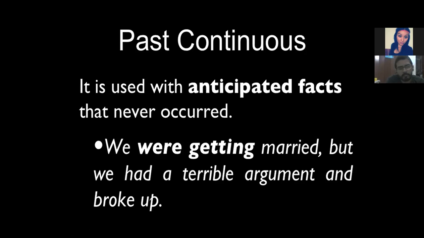But in here, that means that it was about to happen, but then something happened, and at the end it never occurred. Do you see the difference in those contexts? If you use the simple past, that means that it happened. But here you are stating a background, a situation that was going to happen but never happened at the end because they had the argument. It's like you were planning to get married, but something happened.